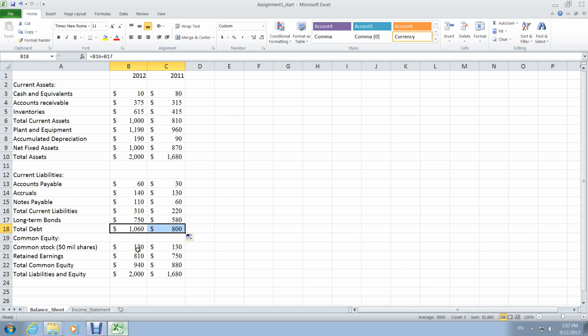Okay, now for common stock. The common stock consists of 50 million shares, but we don't know the par value of each share. So once it's given to you as 130, we just leave 130 there.